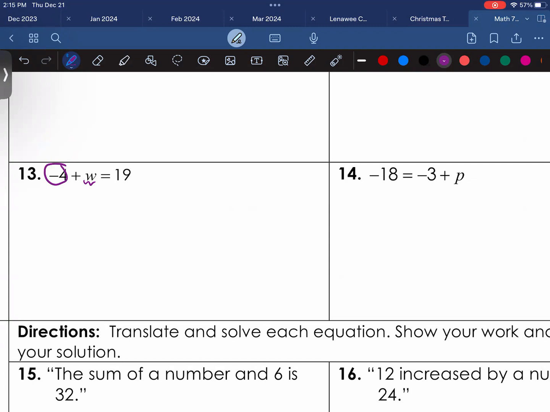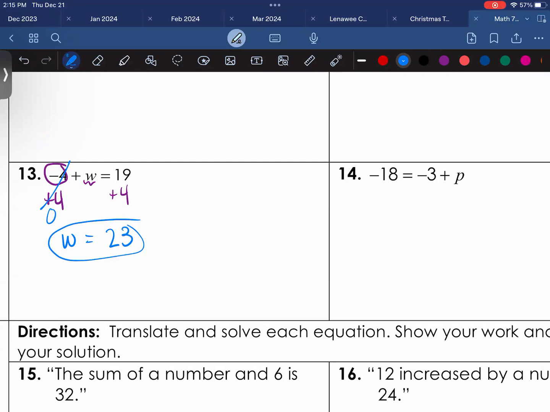Since it is not a positive 4, we are no longer going to use subtraction to cancel it out. This is a negative 4. So what's the opposite of a negative? That is adding, or a positive. So we are going to add 4 to both sides. On this side, negative 4 plus 4 gets 0. I'm left with 0 plus w, which is just w. Then I have 19 plus 4 gets me 23. So that is my answer.